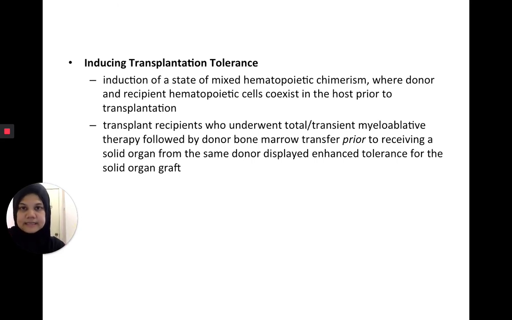And so that allows a mixture of some of the blood cells from the donor to start existing in the body of the recipient, so that later when the graft from the donor comes in, the recipient is less likely to reject it. So it's developed some tolerance for the organ.